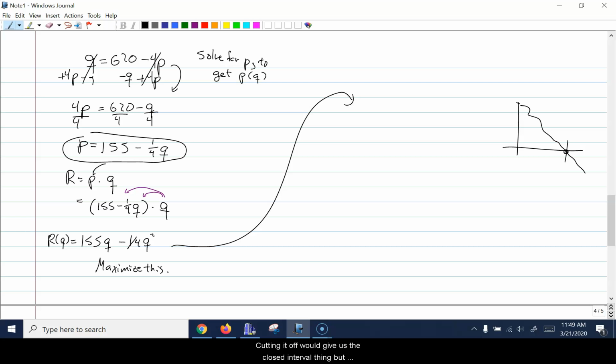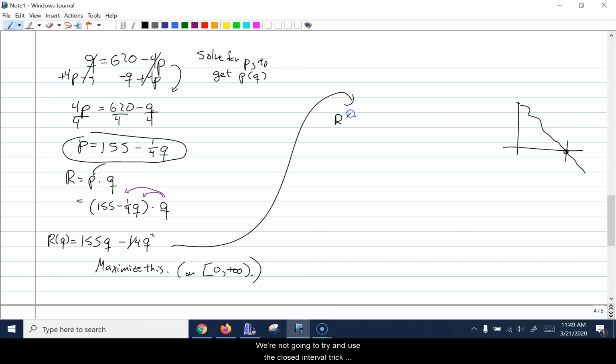Cutting it off would give us the closed interval thing, but dealing with the closed interval thing is usually not worth the effort that it takes to figure out what is the correct domain. So I'm going to usually solve this on the interval from 0 to infinity. Closed or open at 0, I don't care usually. Closed if you can. We're not going to try and use the closed interval trick.